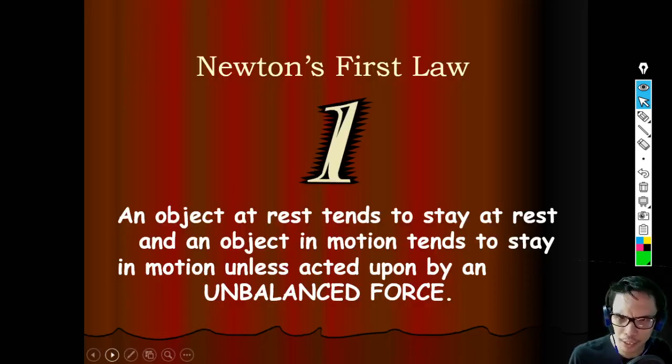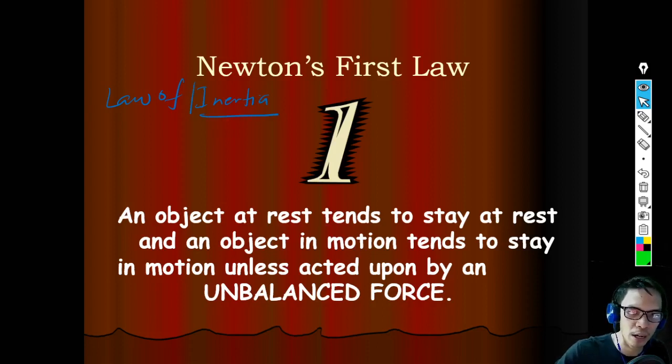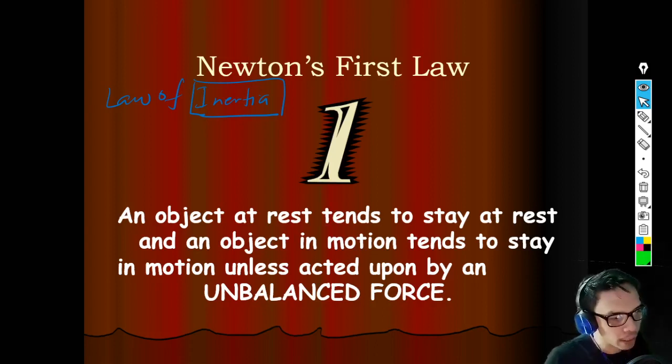With that, let's start our discussion with his first law. Newton's first law is also known as the law of inertia. What is inertia? Inertia is a property of matter, or to be particular, any matter that has a property called mass. All of them have what we call inertia. This is the tendency of an object to resist any changes in velocity.